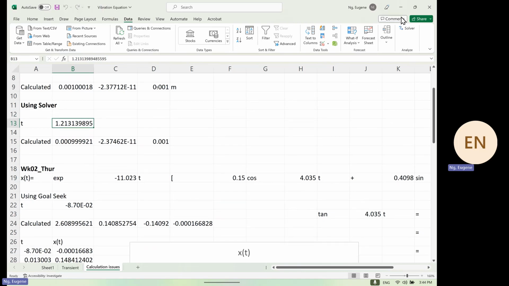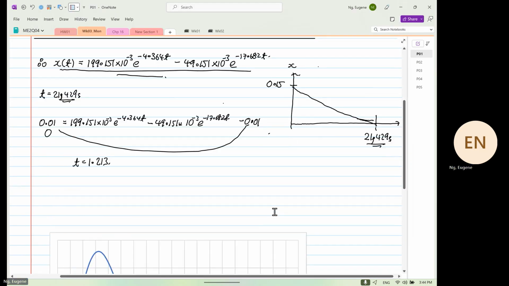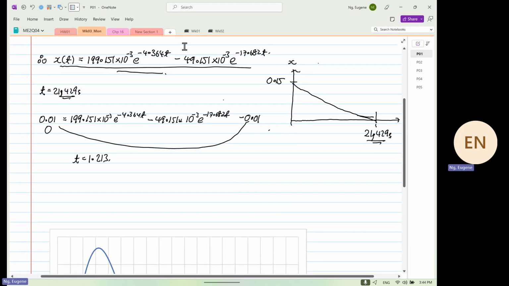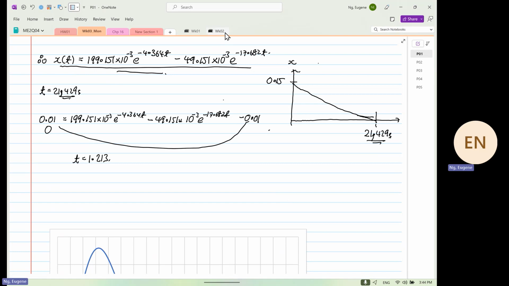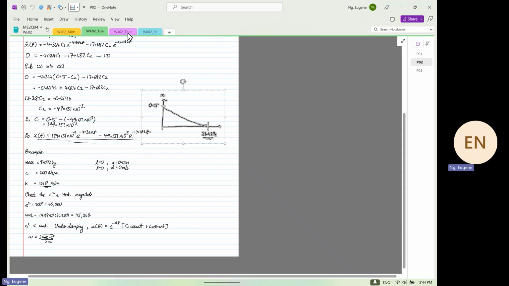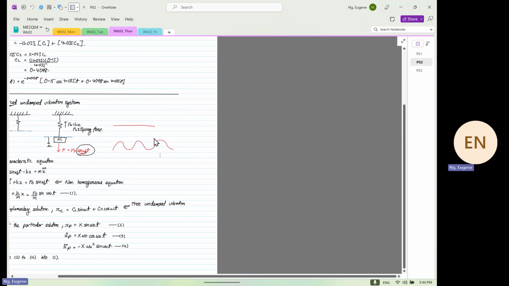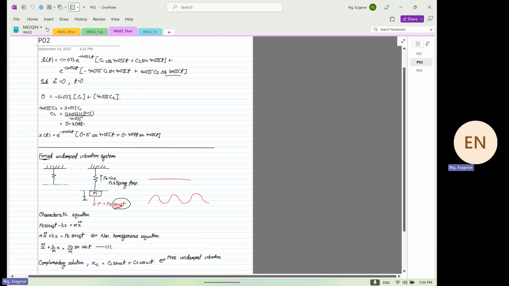Now, the next one that I want to clarify. When we use the calculator to look for an answer, we have to be really careful also. What do I mean by that? The next equation I want to look at happens on, I think, also week 2. Week 2 was a bit embarrassing for me. I asked you all to solve for this equation.